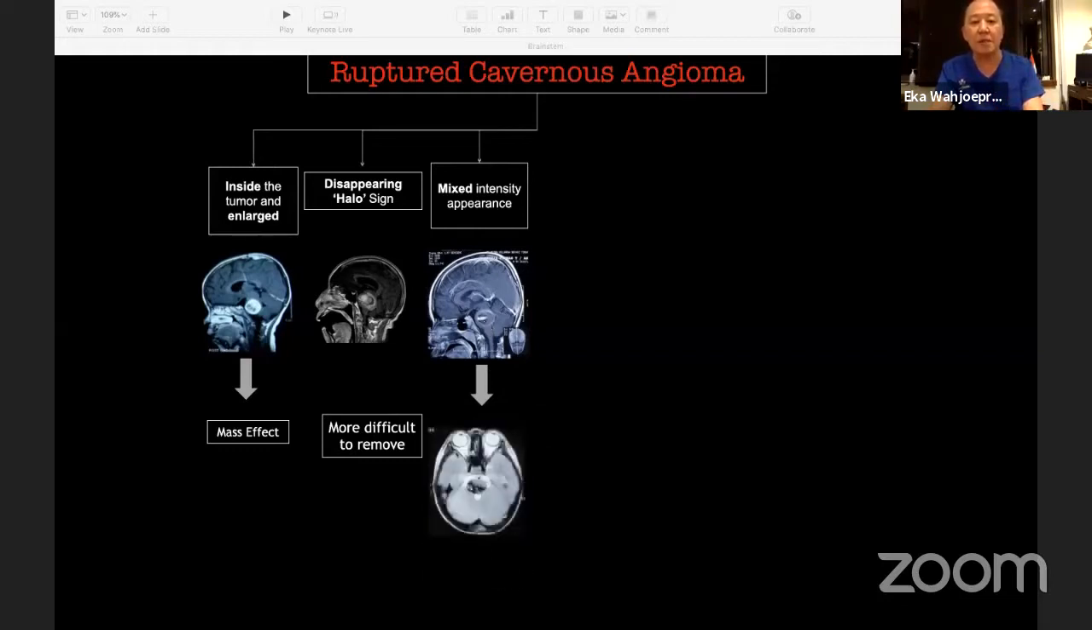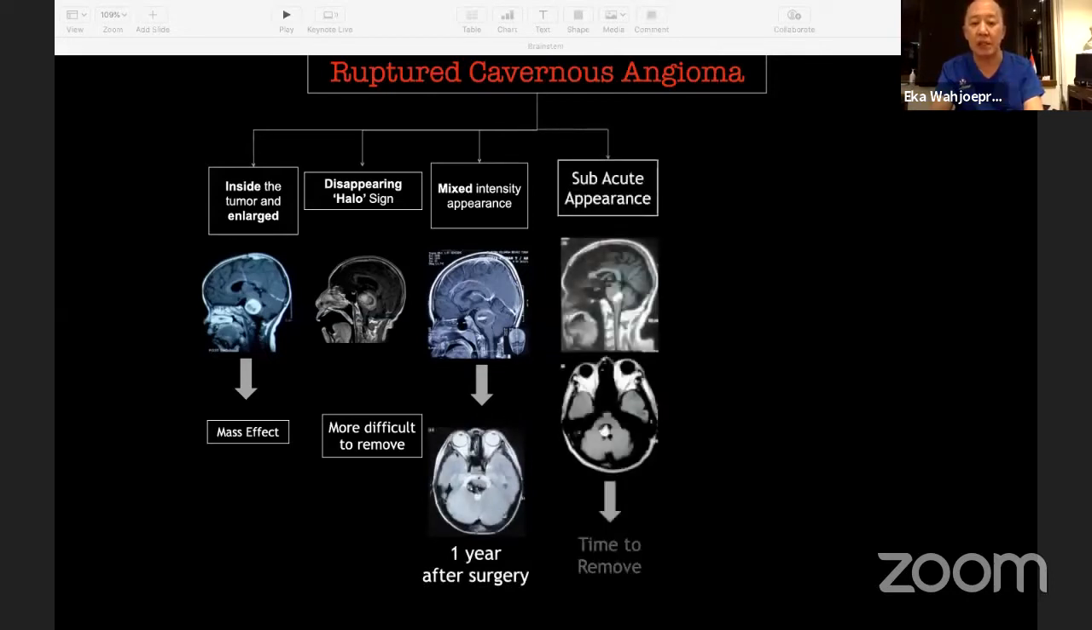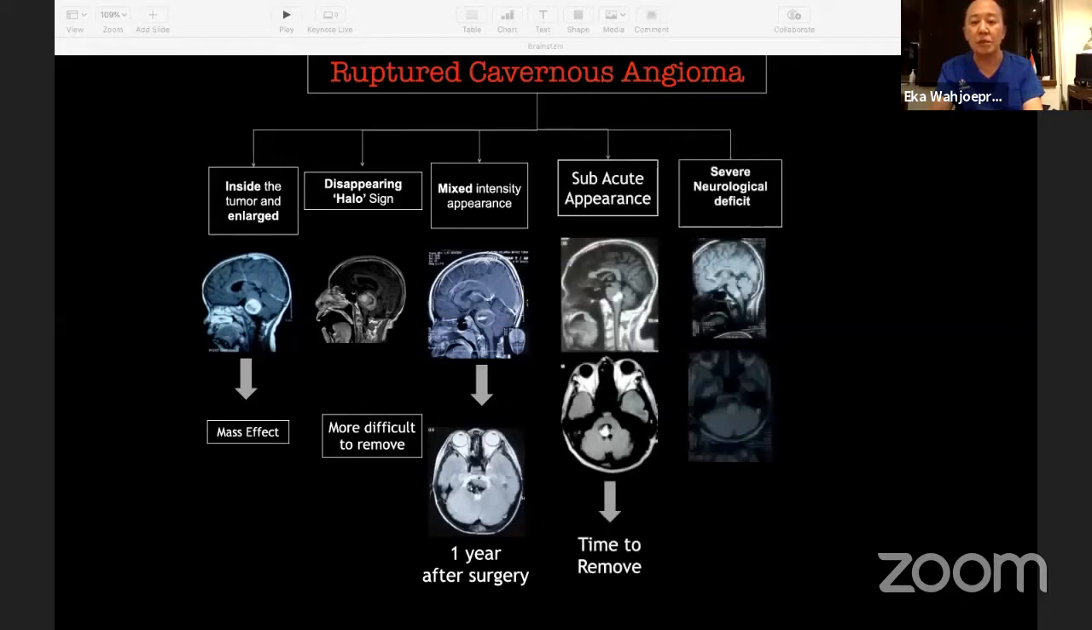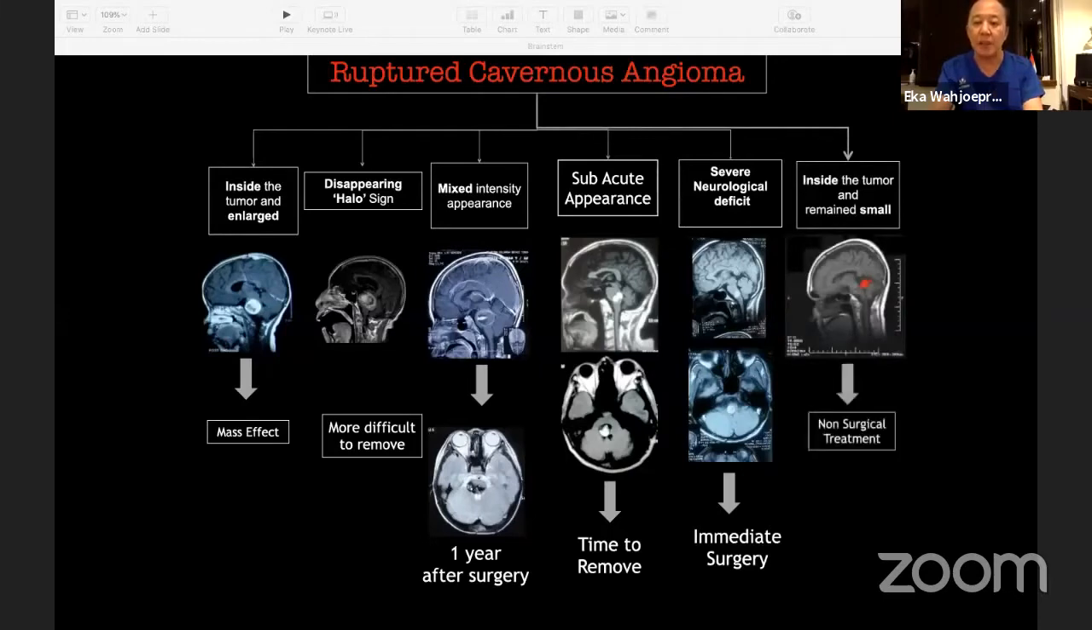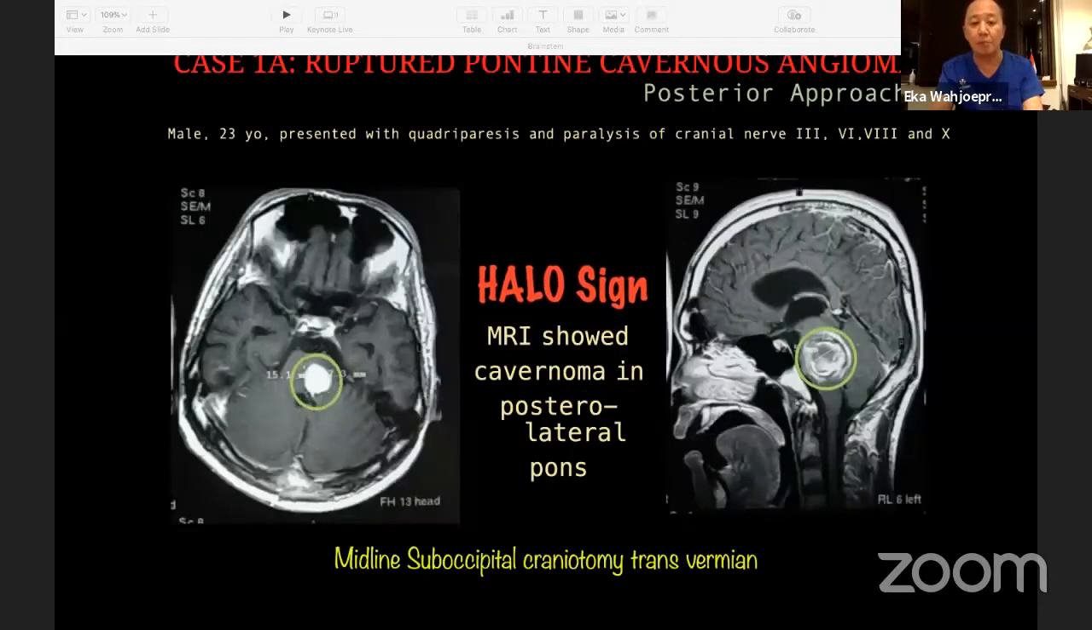So this is after surgery and then 1 year after surgery. This is subacute, you can see here. This is also an indication to do surgery as soon as possible. And also when the patient gets a severe neurological deficit, mostly the cases in the medulla, that means we need to consider doing it as soon as possible in the medulla. Sometimes bleeding only leaves a small lesion, and sometimes we just need to observe.